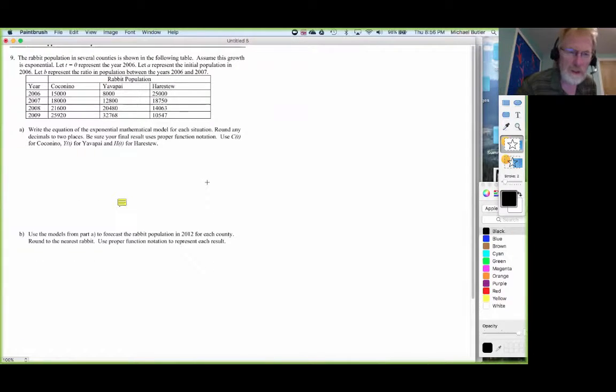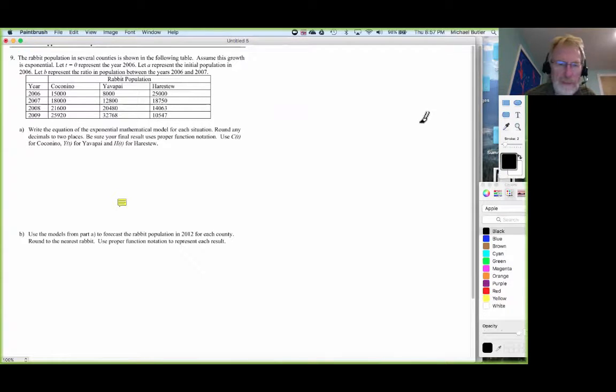All right. So the rabbit population of several counties is shown in the following table. Assume the growth is exponential. Let t equals 0 represent the year 2006. Let A represent the initial number of bunnies in 2006, and let B represent the ratio in population between 2006 and 2007. So write the equation, the exponential mathematical model, for each situation. Round any decimals to 2 places. Be sure your final results use proper function notation. C for Coconino, Y for Yavapai, I think it is, and H for Hareshoe.